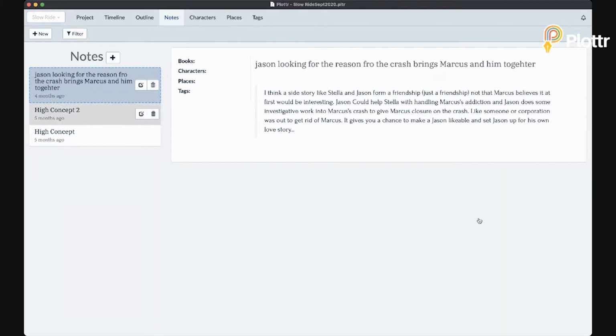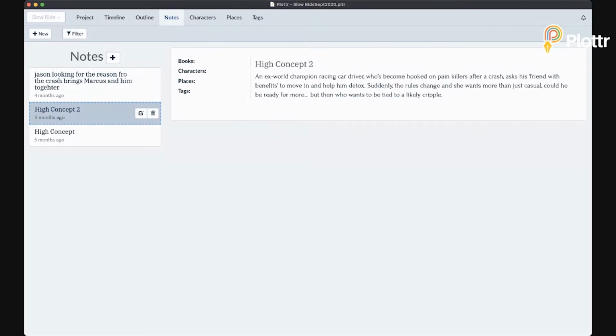High concept 2, I don't know what I've put in there. That's just the concept for this story. I sort of do high concept, then I do a blurb, and then I do a synopsis, and I tend to put the high concept in here just to remind me about the characters themselves, just to make sure that everything I'm doing relates to that high concept.